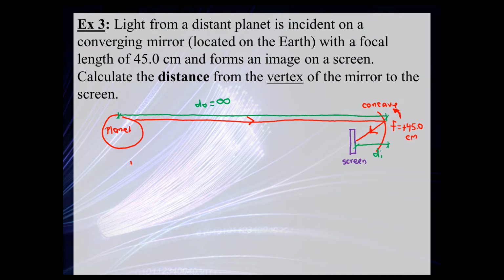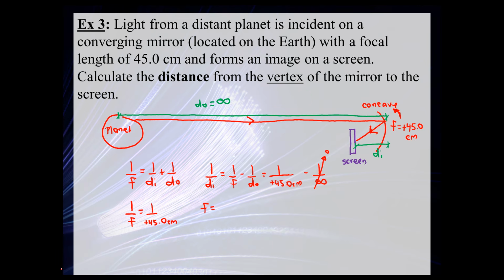Okay, now let's go through the math. So we have 1 over f would be equal to 1 over di plus 1 over do. We want to solve for di, so that'd be 1 over di is equal to 1 over f minus 1 over do. Just plug our numbers in. So concave mirror, converging mirror, positive 45.0 centimeters, minus 1 over a huge number. Well, what's 1 divided by a ridiculously large number? 0. Well, pretty much 0 anyways. So we can actually ignore that 1 over do term. So that just tells us now that 1 over the focal length is equal to 1 over positive 45.0 centimeters.